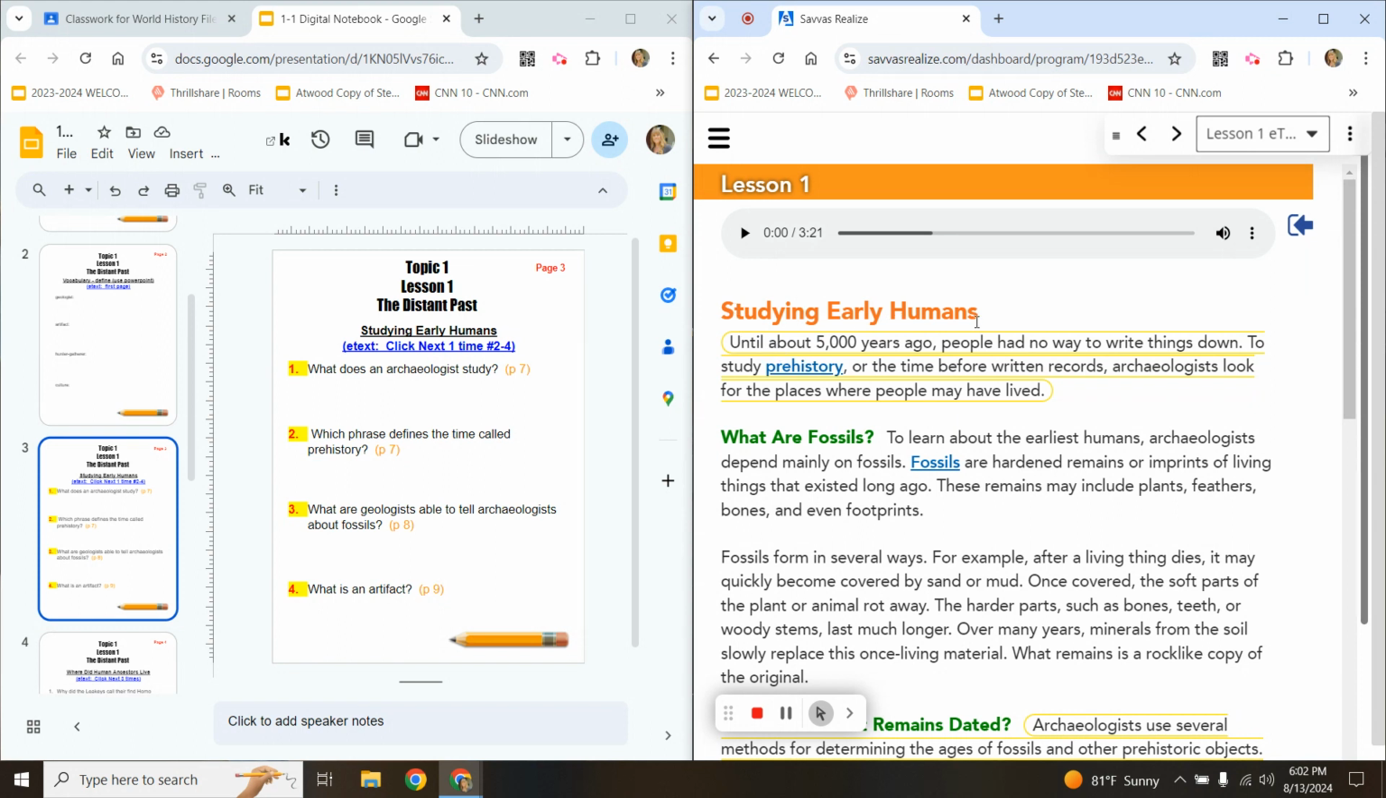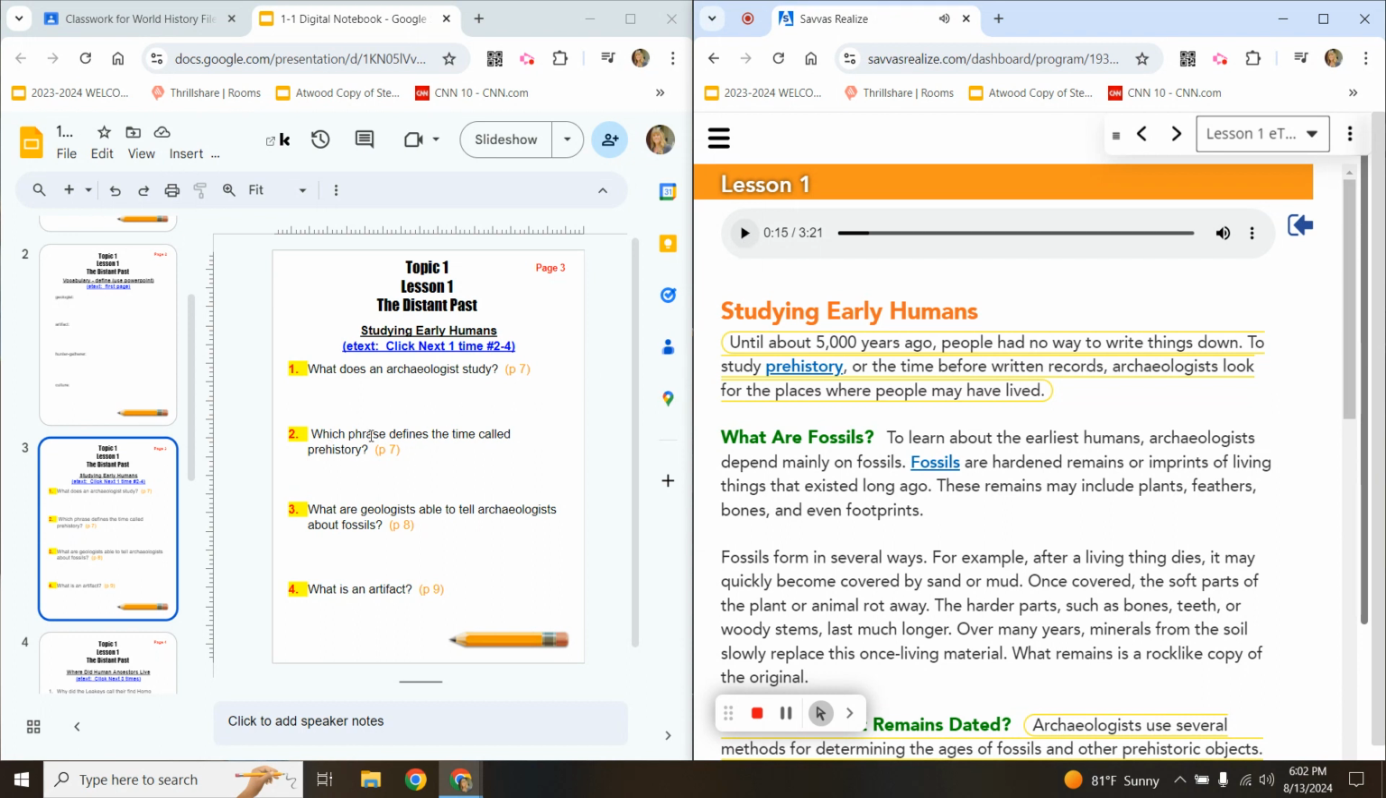So let's look at studying early humans. Studying early humans. Until about 5,000 years ago, people had no way to write things down. To study prehistory, or the time before written records, archaeologists look for the places where people may have lived.